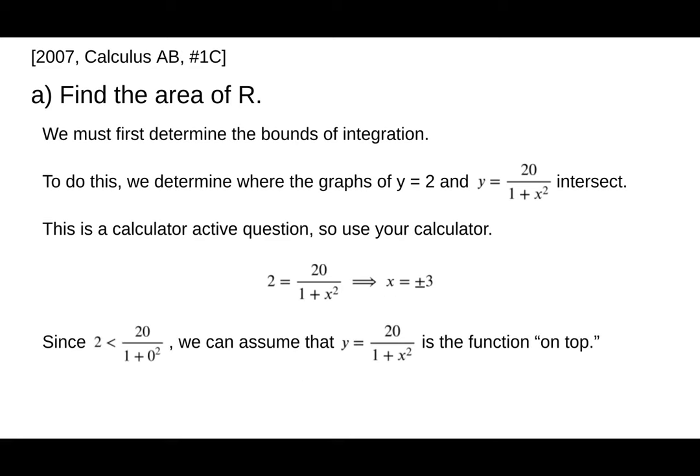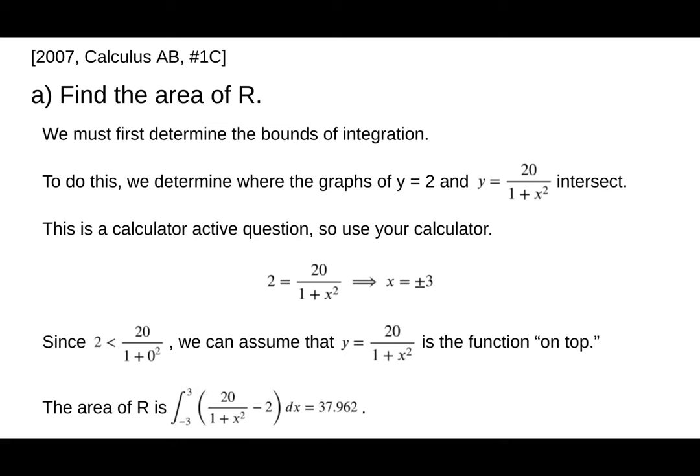We can also tell based on the graph, or if you want to do this analytically, if you plug in 0 for x, 20 over 1 plus 0 squared is bigger than 2. So we can assume that the function y equals 20 over 1 plus x squared is the function that is on top. This is going to come in handy in a little bit.